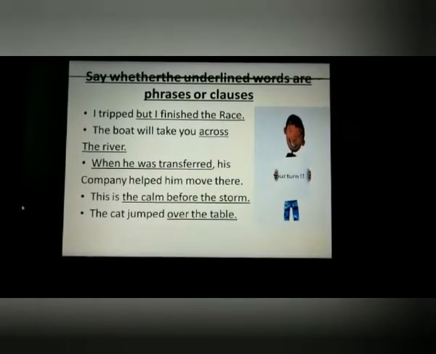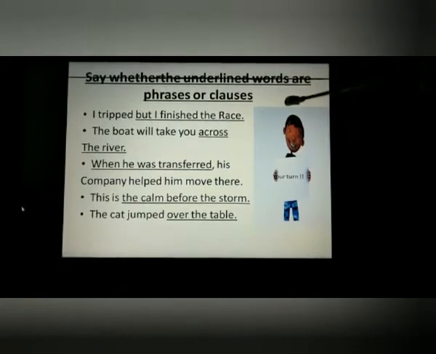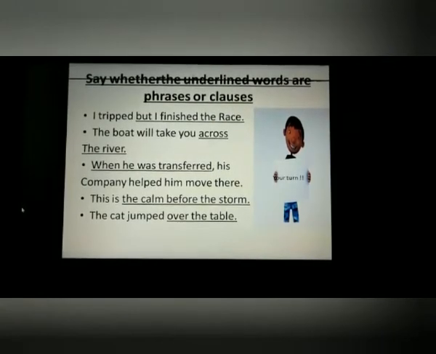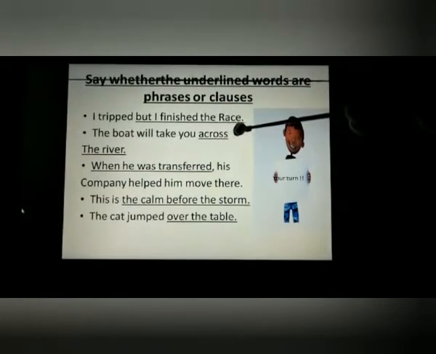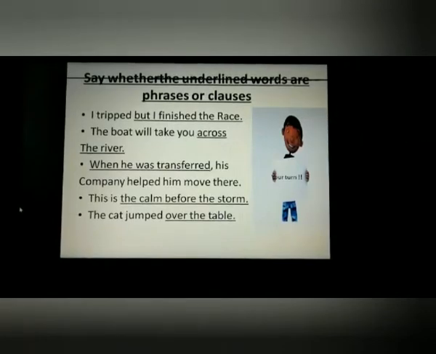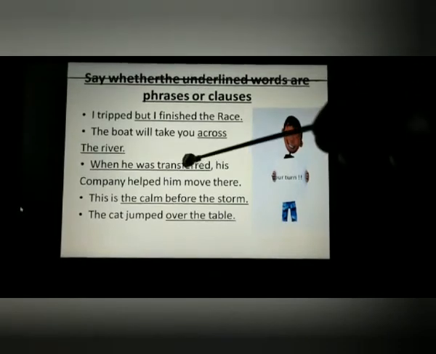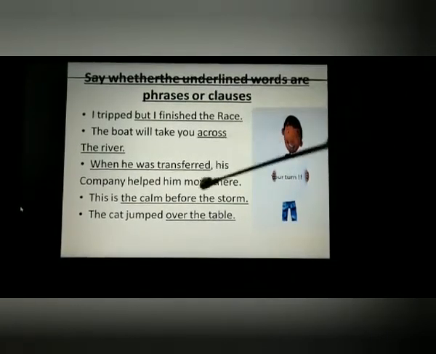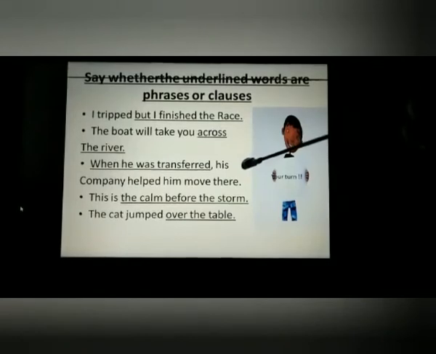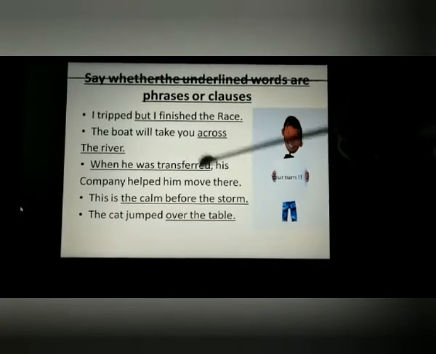Now, another thing, that is your turn. What are you going to do? You are going to tell me whether the underlined words are phrases or clauses. I tripped, but I finished the race. What is but I finished the race? It's a clause. The boat will take you across the river. Across the river is a clause. When he was transferred, his company helped him move there. When he was transferred is a phrase because it is incomplete.